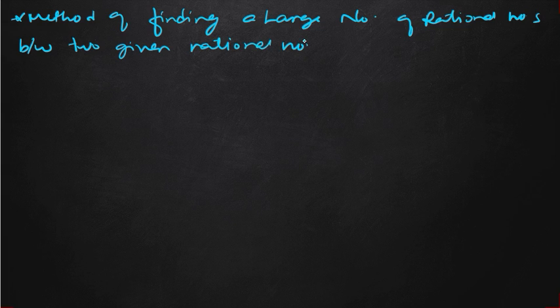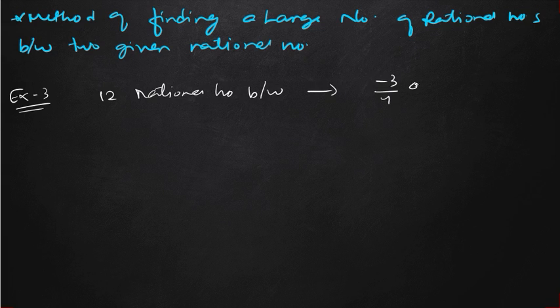Okay, so this is also very easy. For that, we can understand it by one example. So you can see example number 3. I will discuss this. Okay, so the question is: find 12 rational numbers between minus 3 by 4 and 5 by 6.